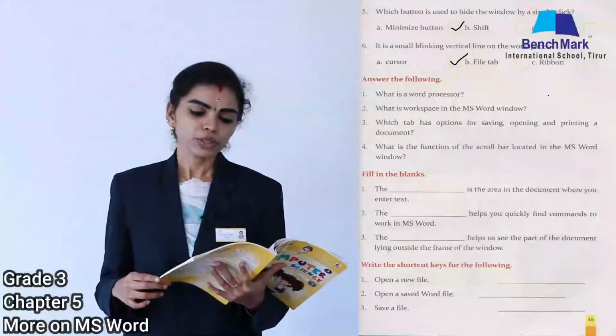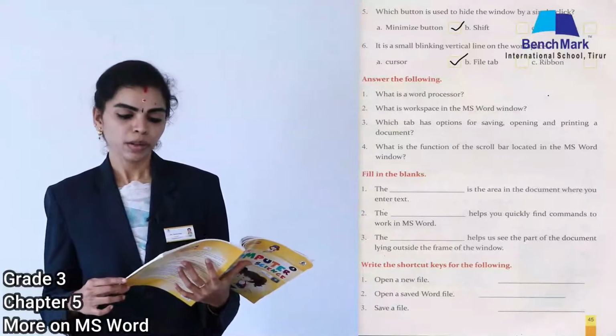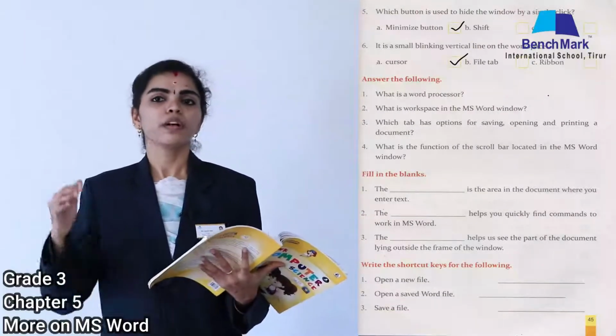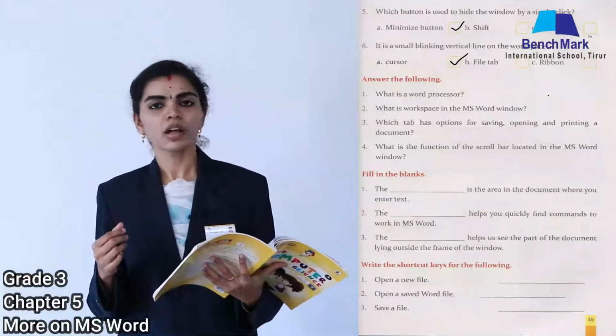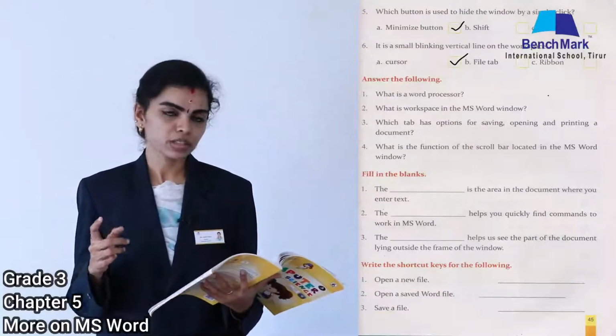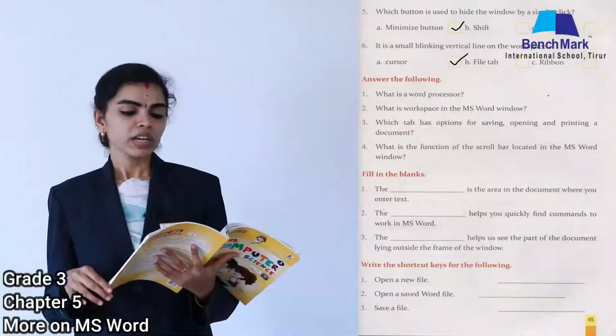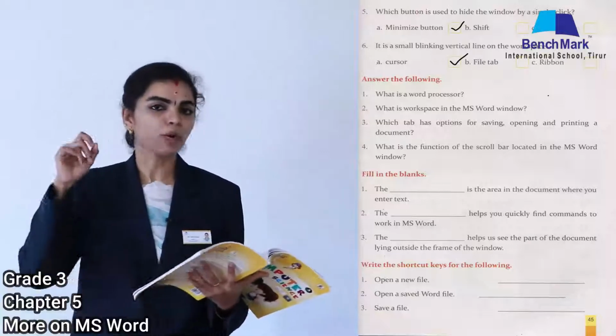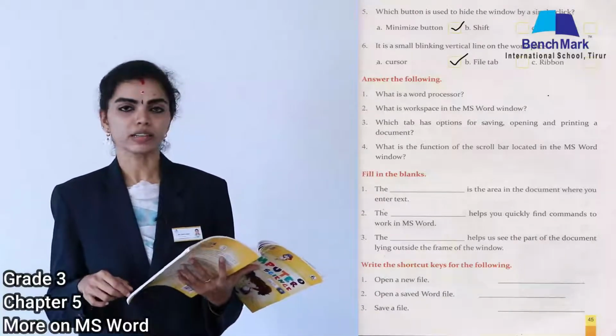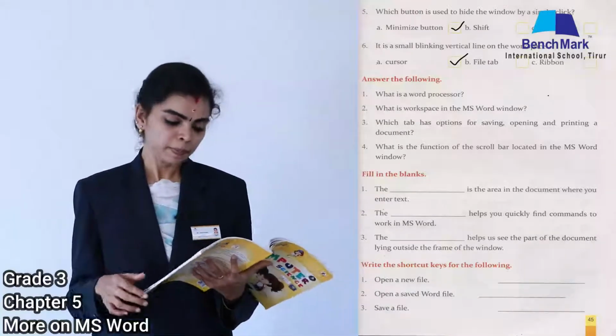Okay. Which button is used to hide the window by a single click? So if you want to minimize your window by a single click, which button is used? We use the minimize button. So you need to tick minimize button. It is a small blinking vertical line on the workspace. So which is a small blinking vertical line? That is our cursor. So you need to tick cursor.